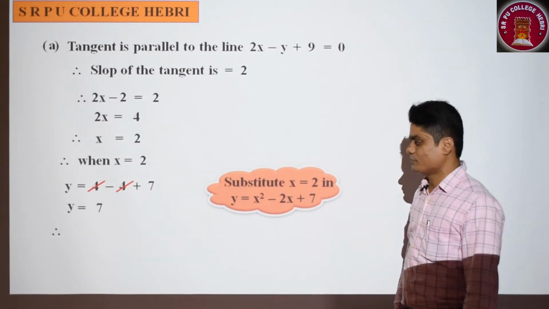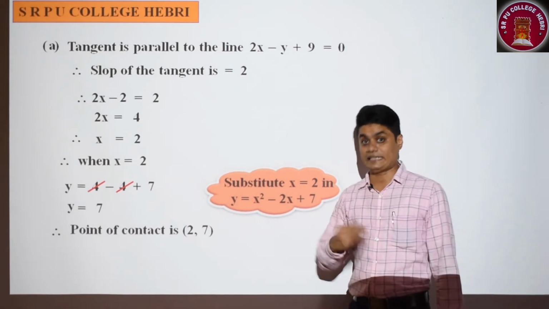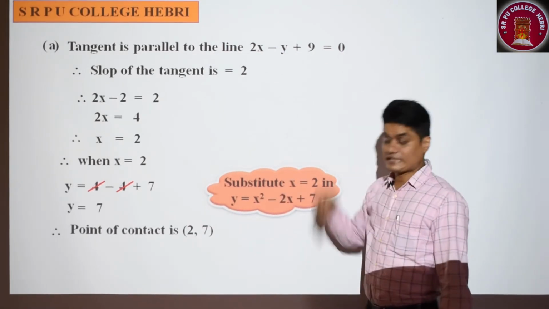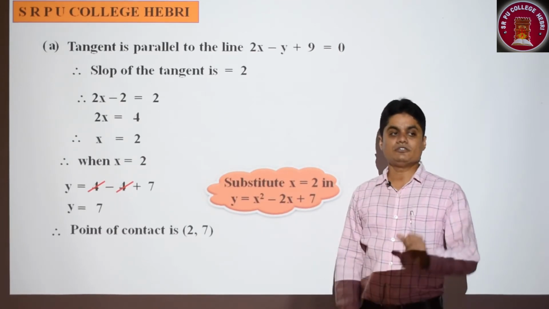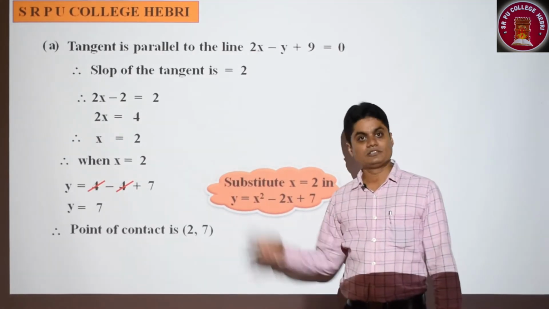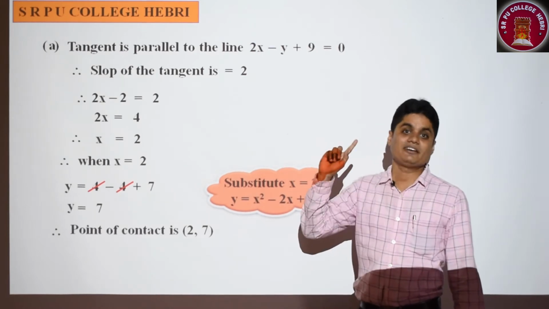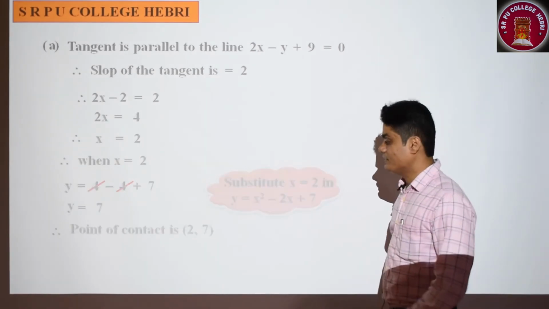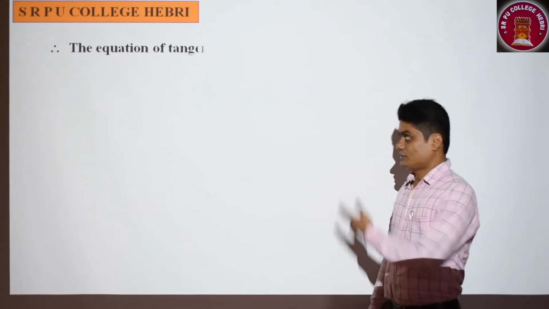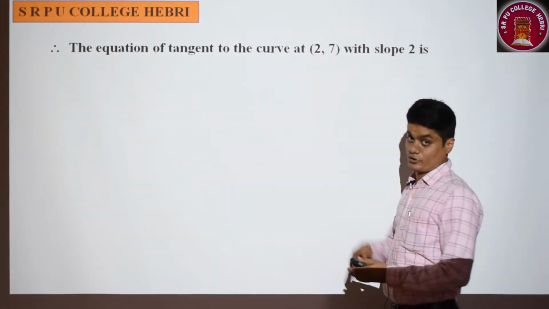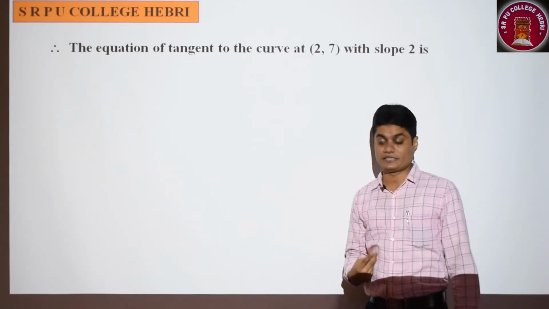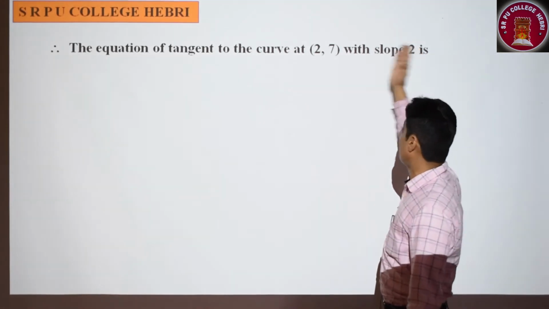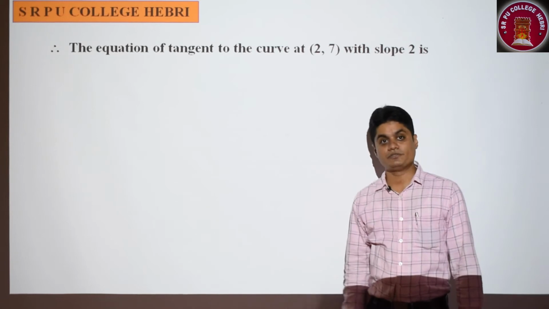So therefore the point where you draw the tangent which is parallel to this line is 2,7. So now what do we have? The point is known, the slope is known. So what is asked? Find the equation of the tangent. So that is now very easy to find out. The equation of the tangent to the curve at 2,7 with the slope 2. Actually the tangent is parallel to that line. So now we need slope point form to write the equation of the tangent.